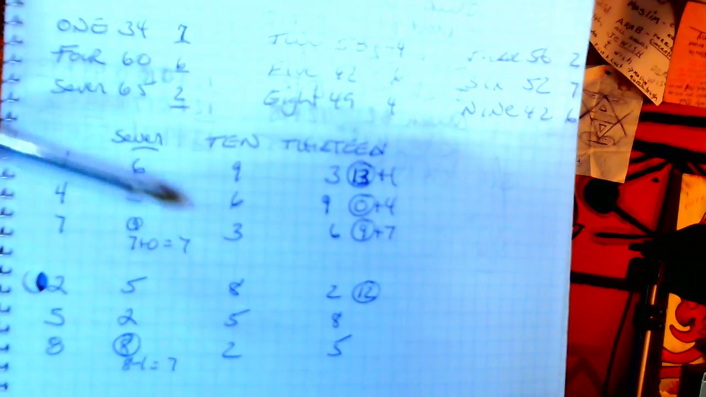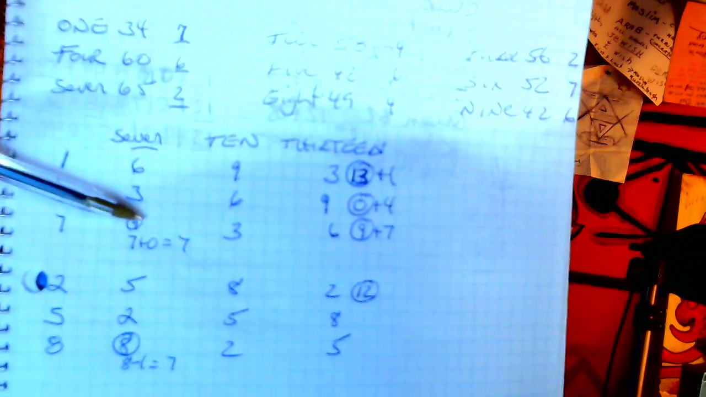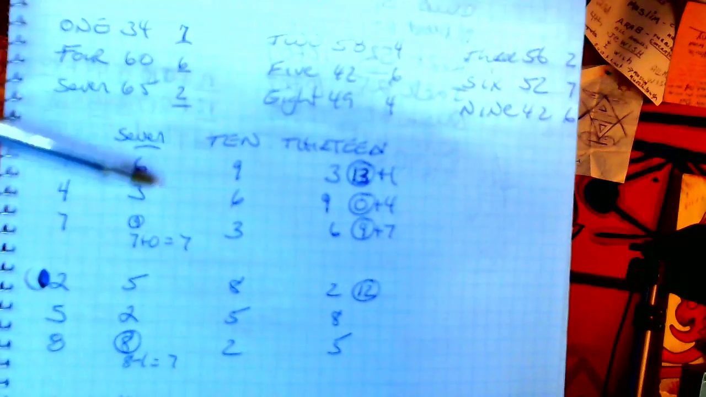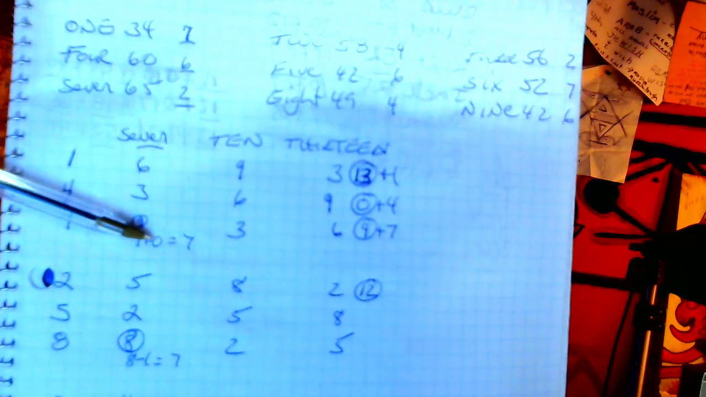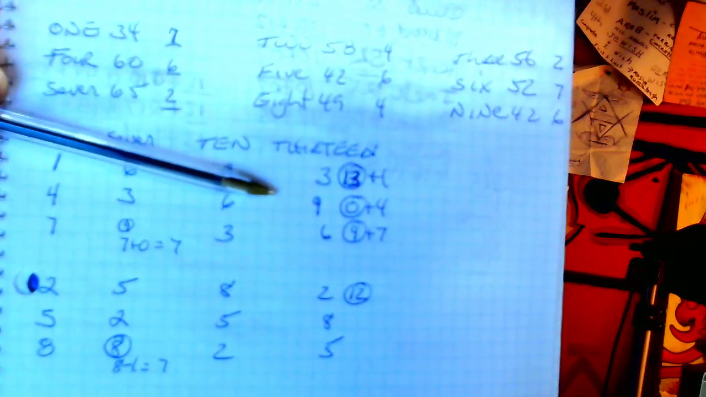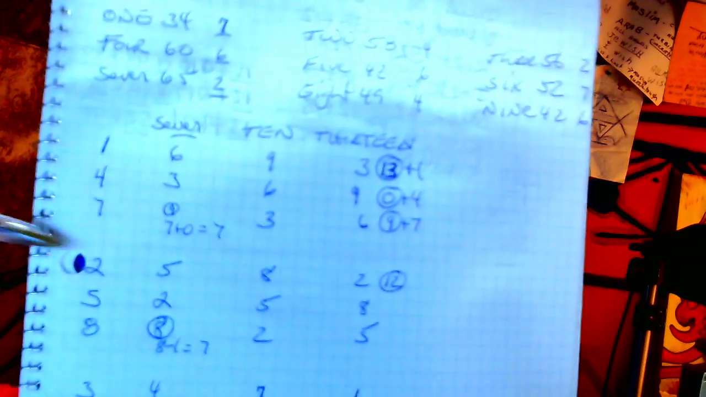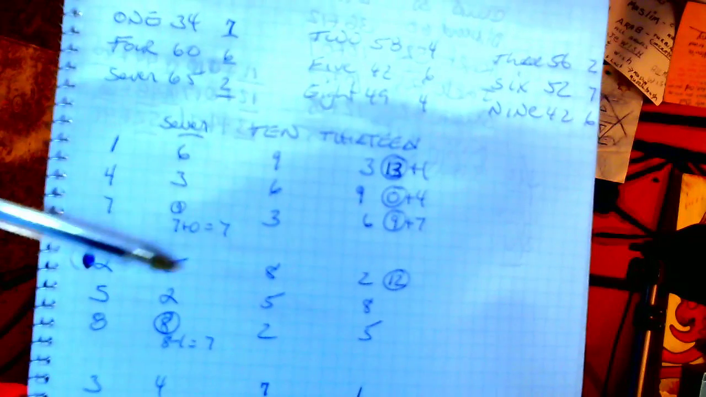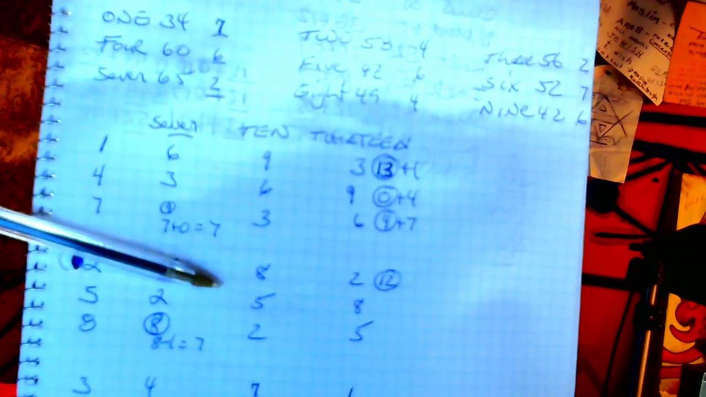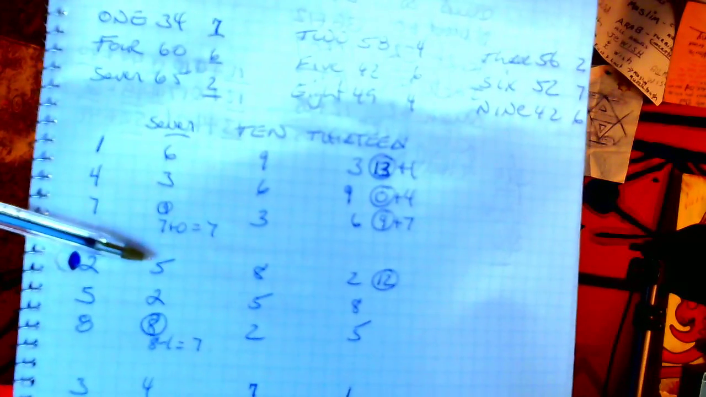15, 18, 9, 18, 12, 18, 15, 9, 12, 6, 9, 3 totals. 12 is 3, 15 is 6, this is 9. Second section, 5, 8, 2 is 15 equals 6, 2, 5, 8, 15 equals 6, 8, 2, 5 equals 6.